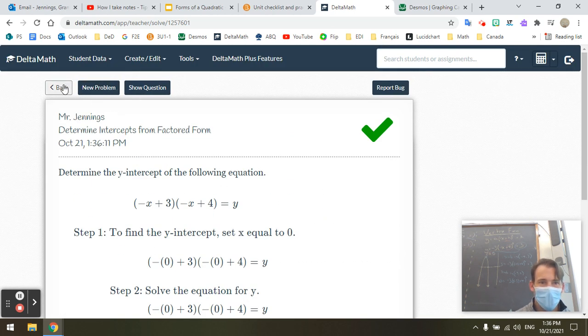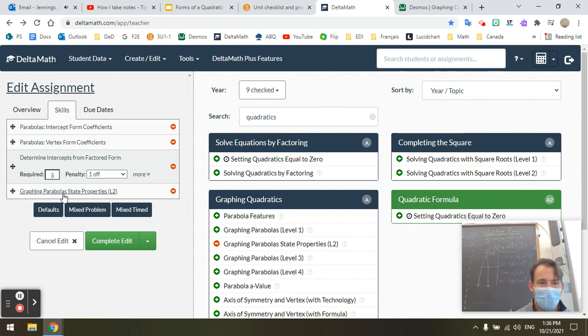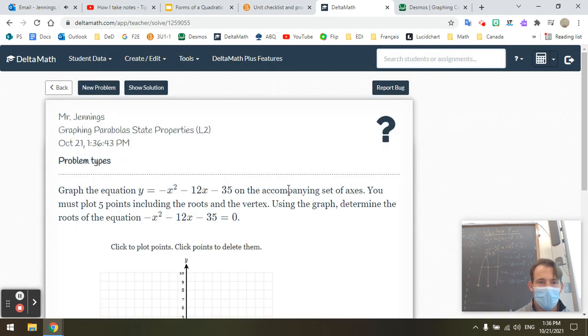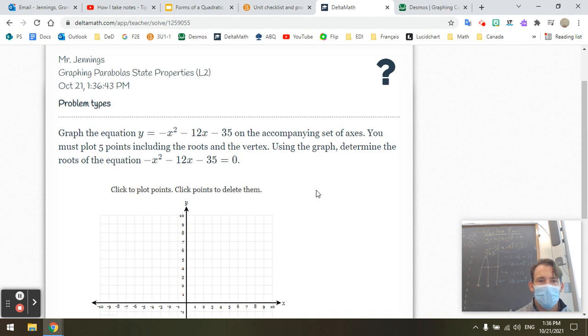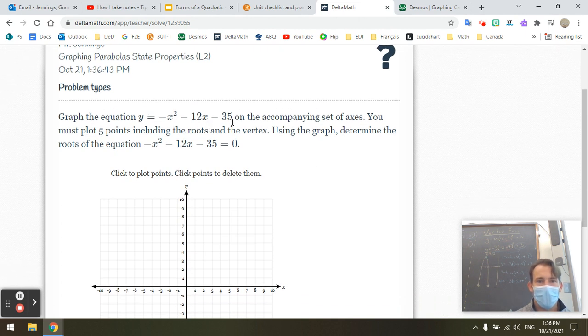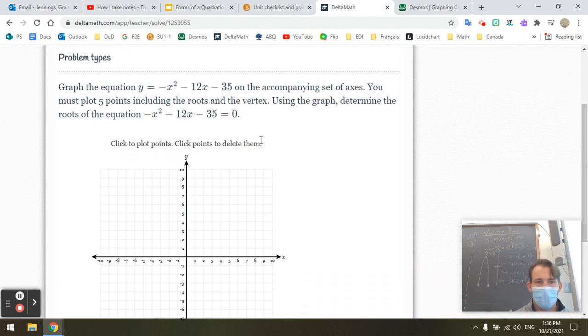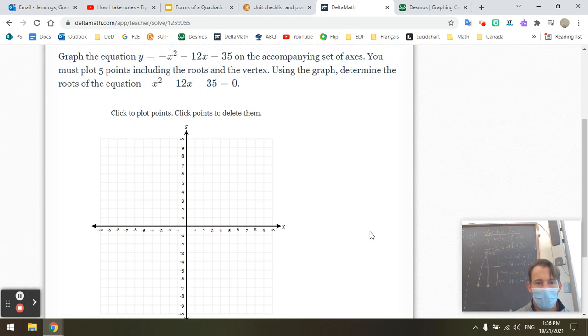And those are the problem types that we have for Delta Math today. This one is more practice graphing the equations. So here I have x squared minus 12x minus 35, and I want to graph it. And I have to graph the roots and the vertex. So we're just getting more practice on graphing parabolas here.